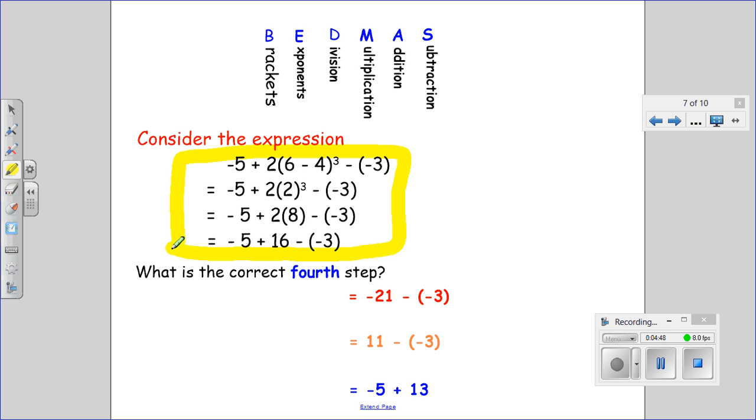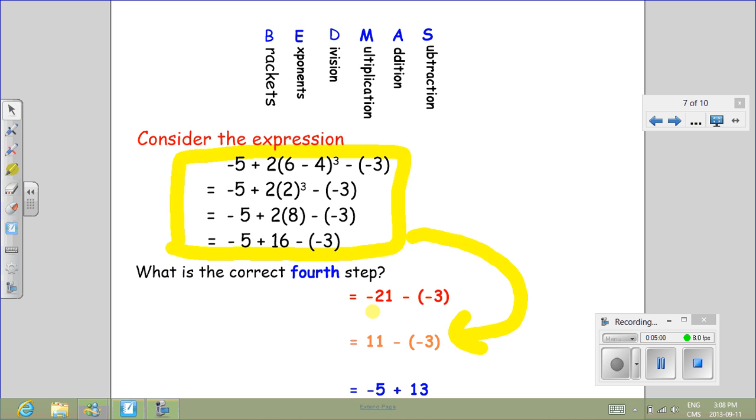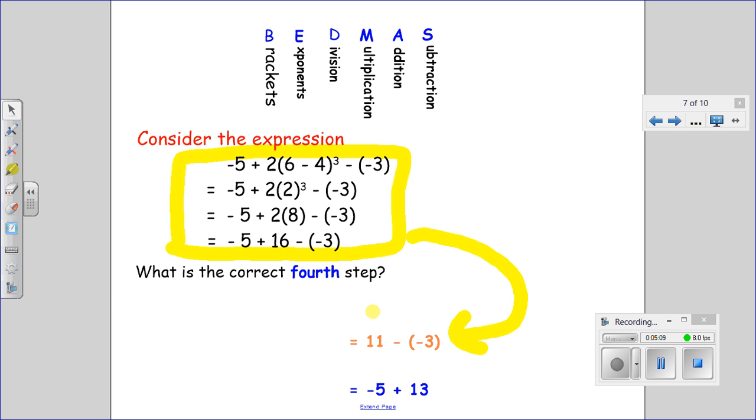If I did the first one, -5 plus 16, that would give me an 11, and I would have to subtract -3. Oh, wait. That happens right there. If I look at the red expression, negative 5 plus 16 is most definitely not negative 21, because they don't have the same sign. I can't add them up and get more of them. And negative 5 plus 13, well, 16 take away negative 3 is not 13, because 16 take away negative 3 is 19. So we're going to get rid of the blue one.